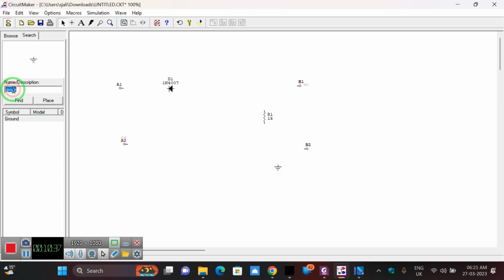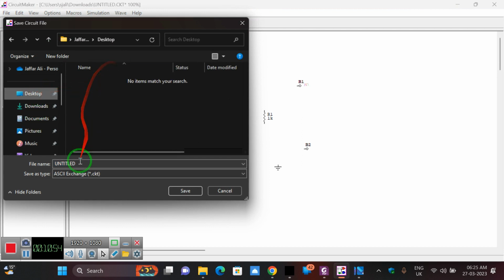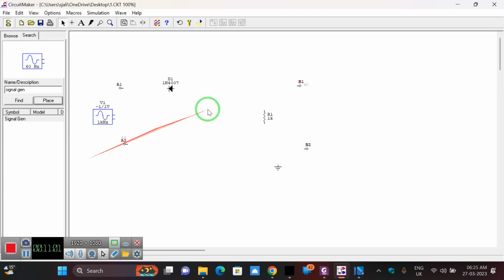Oh, one thing we missed: signal gen. Signal gen is now here. Just place this here. Now our job is to save this one somewhere with the name circuit 1, because we need 7 circuits, so we can keep it as circuit 1. Now just take the plus symbol and add components one by one. This is the first one we added here.